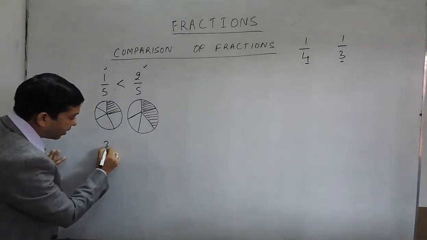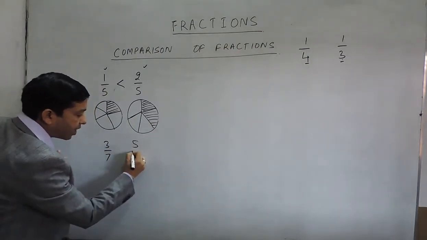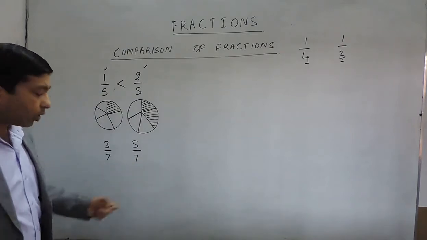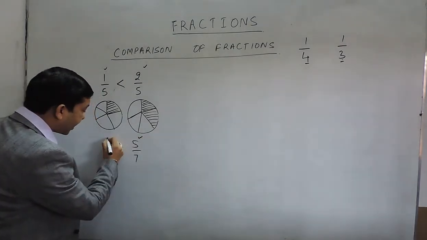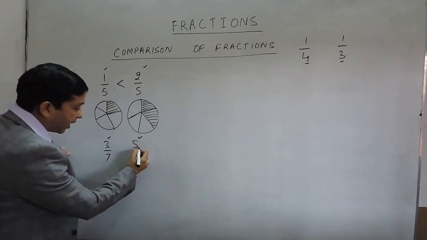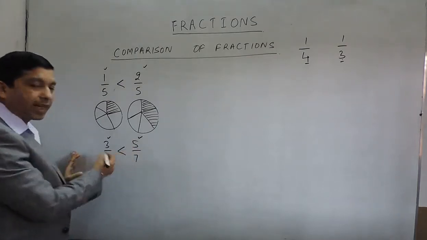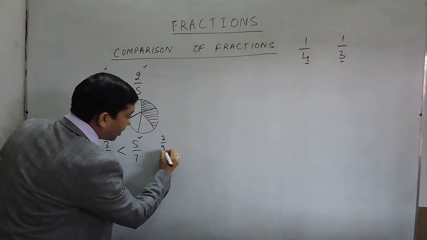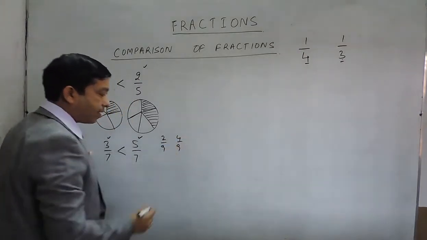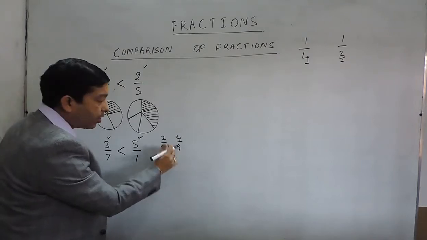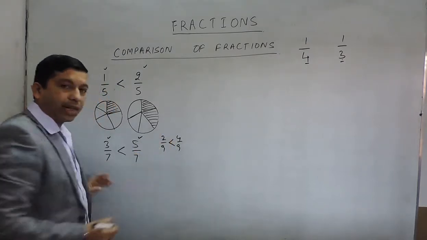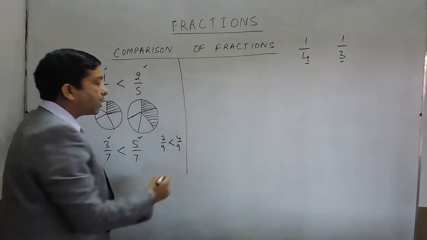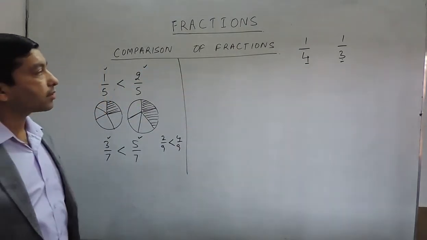Suppose we take another example, 3 upon 7 and 5 upon 7. Here we know that the denominator is the same, so definitely the fraction with the greater numerator is the greater number. So 5 upon 7 is greater than 3 upon 7. Take another example, 2 upon 9 and 4 upon 9. Again the denominator is the same, so 4 upon 9 is greater than 2 upon 9. So comparing two like fractions is always a very simple task.